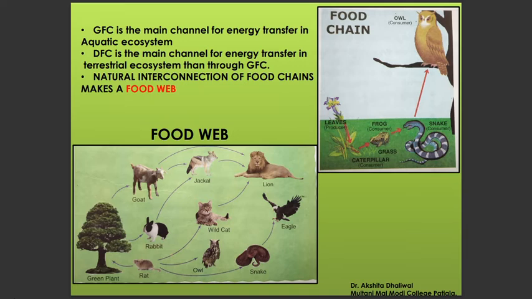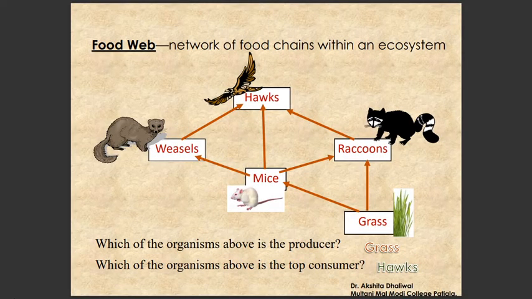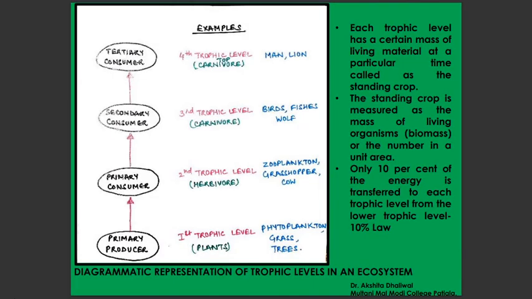These are the pictures showing food chain and food web. In this food web, you can see producers are the grass and top consumers are hawks. This is the diagrammatic representation of trophic levels in an ecosystem. So primary producers are at the first trophic level and tertiary consumers are at the fourth trophic level.